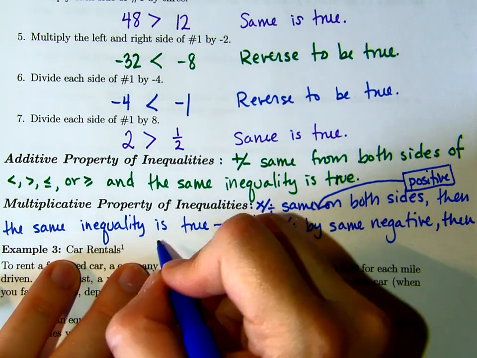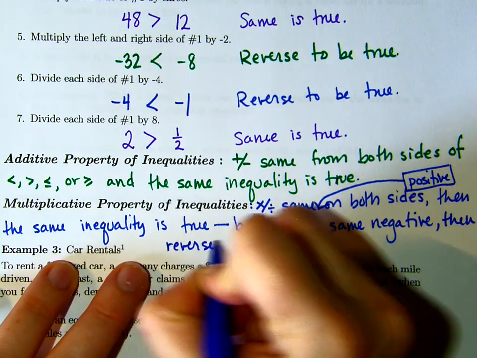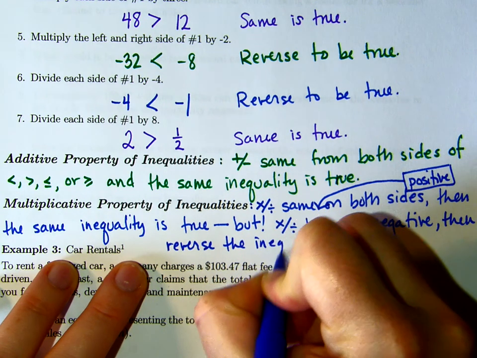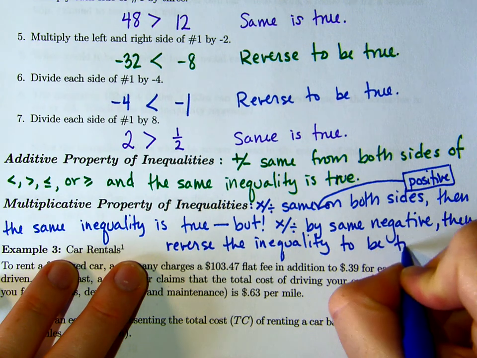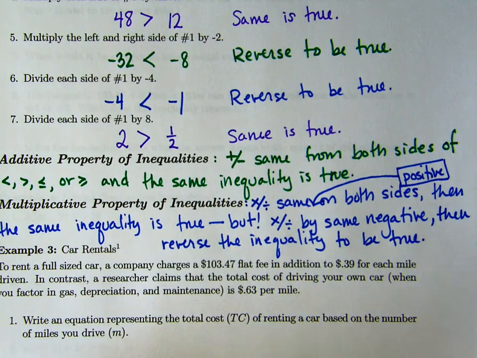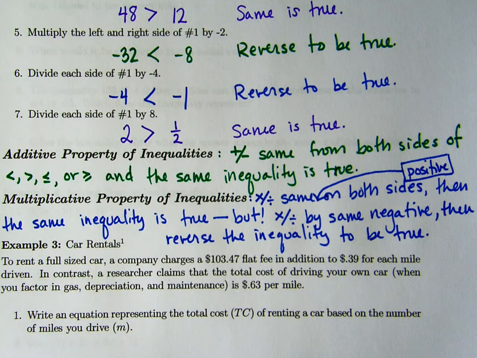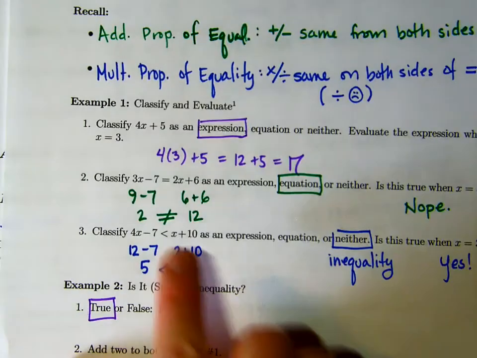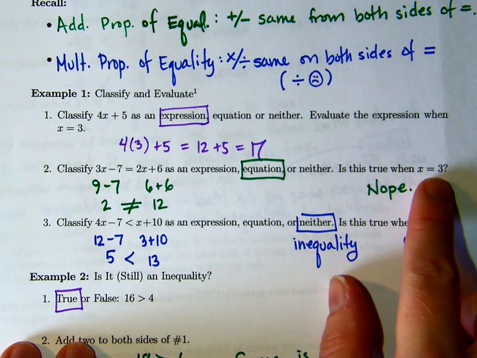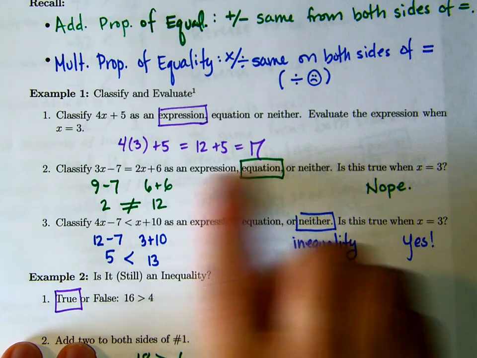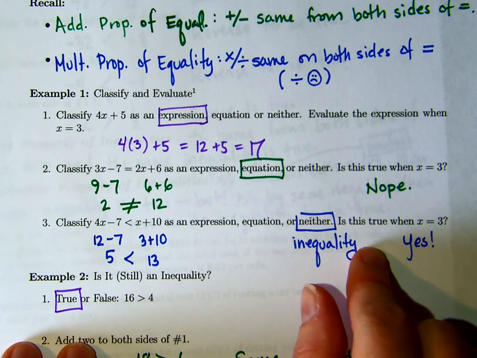So then reverse the inequality to be true, okay? And this is going to come in handy for scenarios like we saw in example 1. So remember, in example 1, we don't really know what value x is taking on, whether it's going to be positive or negative. In example 1, it was positive, and we just plugged it in and we found out if it was true or not.